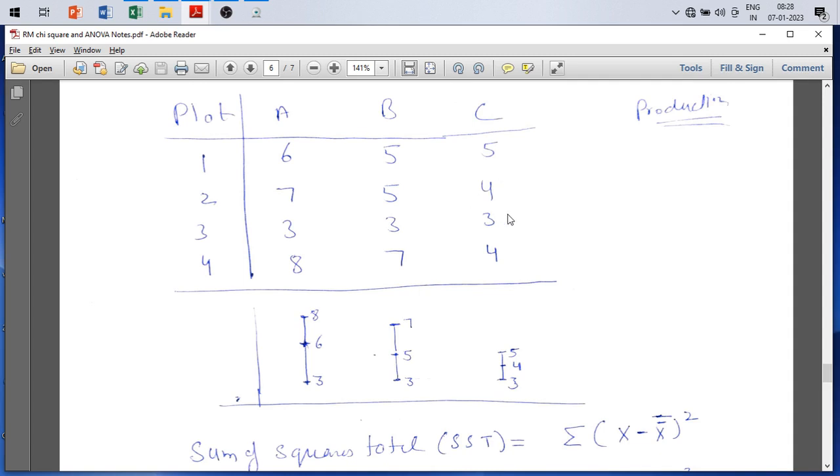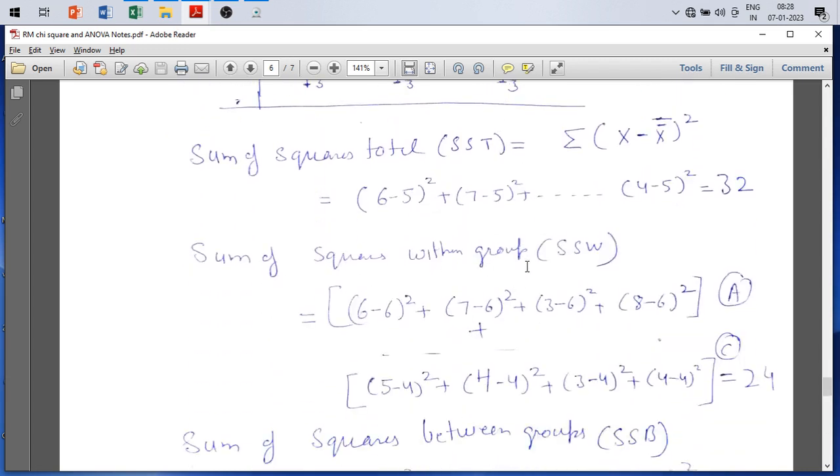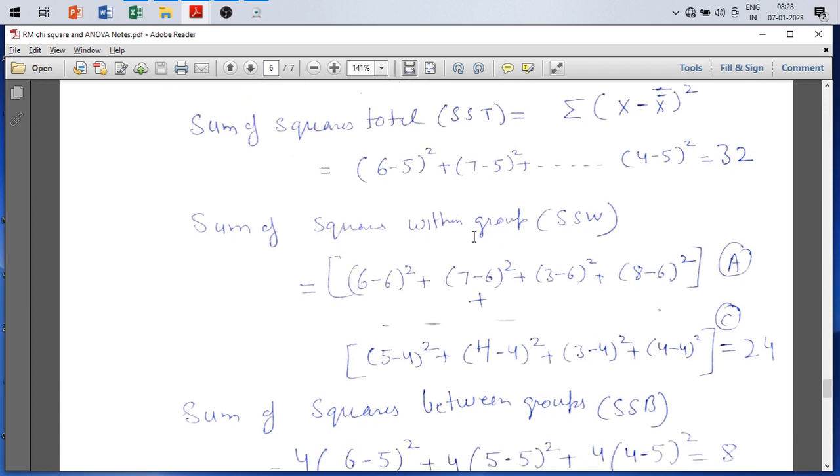mean is 4. Okay, so the sum of squares within the group will be 5 minus 4 square plus 4 minus 4 square plus 3 minus 4 square plus 4 minus 4 square. Okay, that will be the sum of squares within the group. So that is done here. Sum of squares within the group, in which case you look at one group at a time and calculate sum of squares for that group and just add sum of squares for all the groups. Okay, that will be sum of squares within the group, SSW.